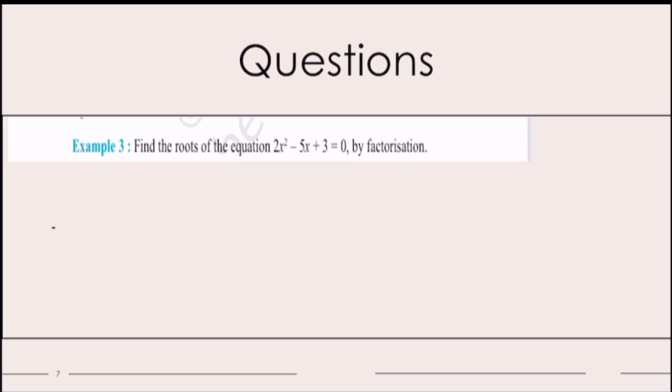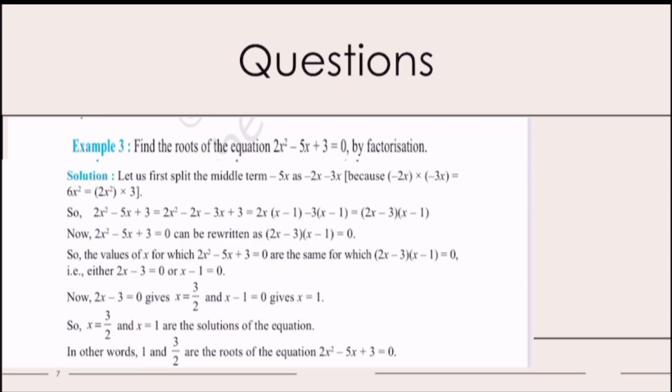Now this is the question. Find the roots of the equation 2x square minus 5x plus 3 is equal to 0 by the factorization method. Okay, let's split the middle term. Here 2 multiplied by 3 is 6. So we got the product as 6 and the sum is minus 5. So think, we need the product as 6, but we also need minus 5x. So we'll take minus 2 and minus 3. So we'll write 2x square minus 2x minus 3x plus 3. Taking 2x as common, we'll get x minus 1, and minus 3 as common, x minus 1.